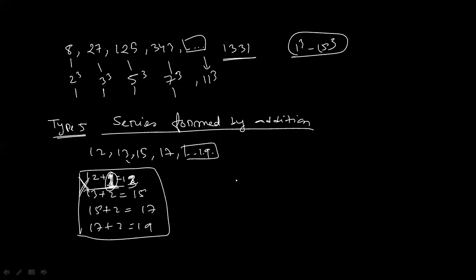Yes or no? So this process will be wrong. So how can you proceed? Now if you see 12, 13, 15, 17, 19, the answer will not be 19.